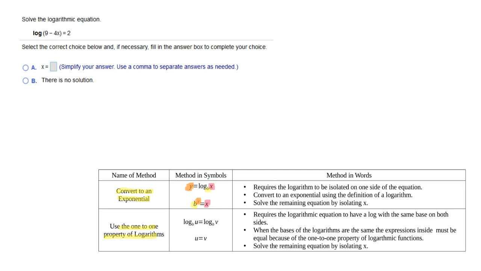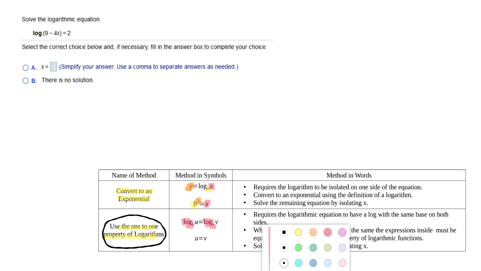The other method, which is the one-to-one property of logarithms, is when you have both sides of your equation. Notice both sides here have log of the same base. And what you can say is that because both sides have log with the same base, what's inside of those logs have to equal each other. So it allows you to take that log equation and simplify it.